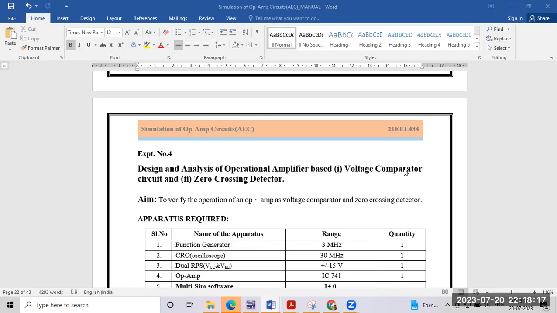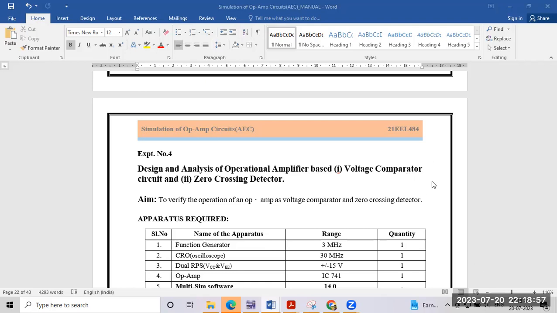In this video, let's discuss experiment number 4. In the last videos, we discussed the frequency response of inverting and non-inverting amplifiers, the voltage follower, and the RC phase shift network. In this session, let's discuss experiment 4, that is the design and analysis of operational amplifier based voltage comparator circuit or voltage level detector circuit, and zero crossing detector or ZCD.